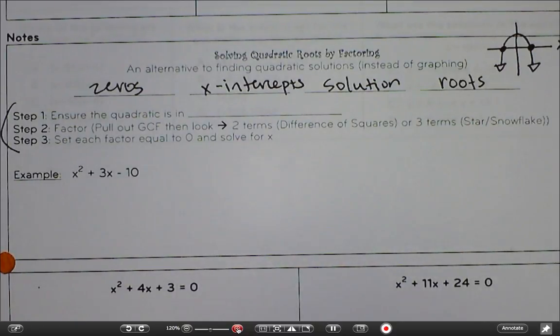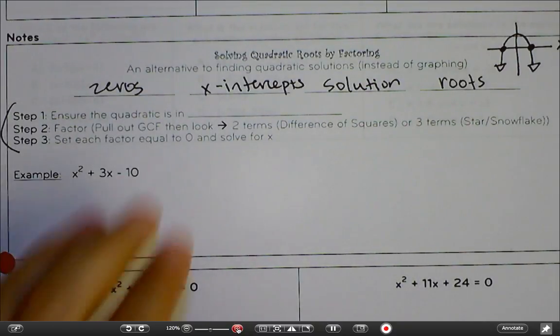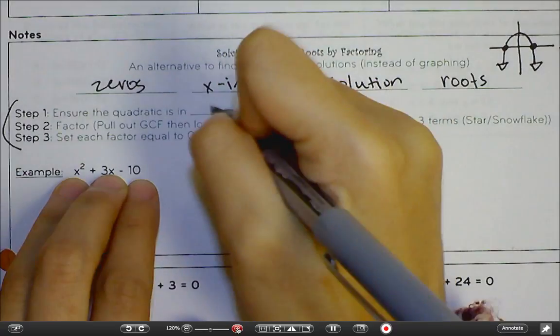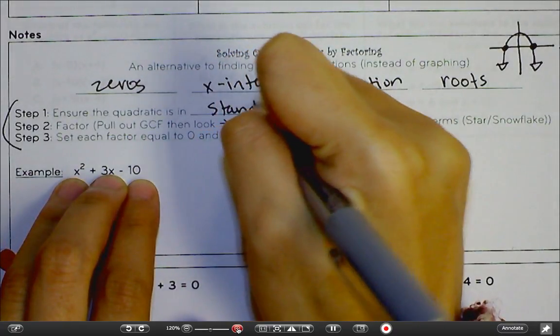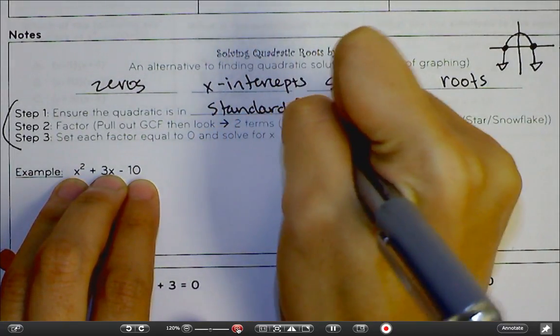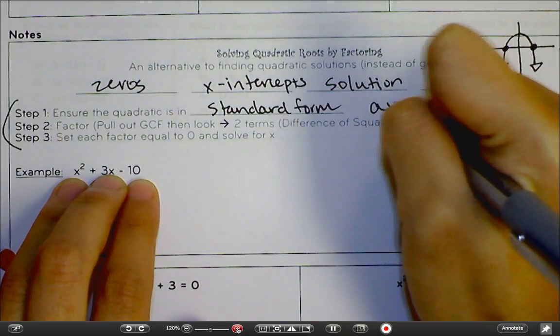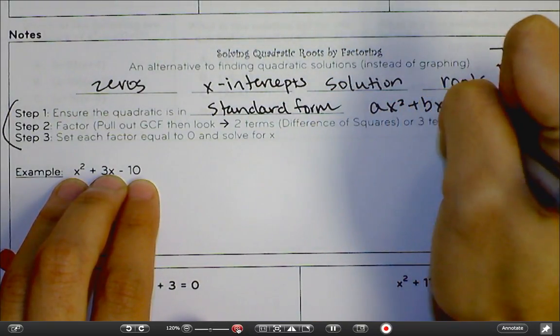The first step, simply by looking at our problem, you want to make sure that it's in standard form, which is ax squared plus bx plus c.